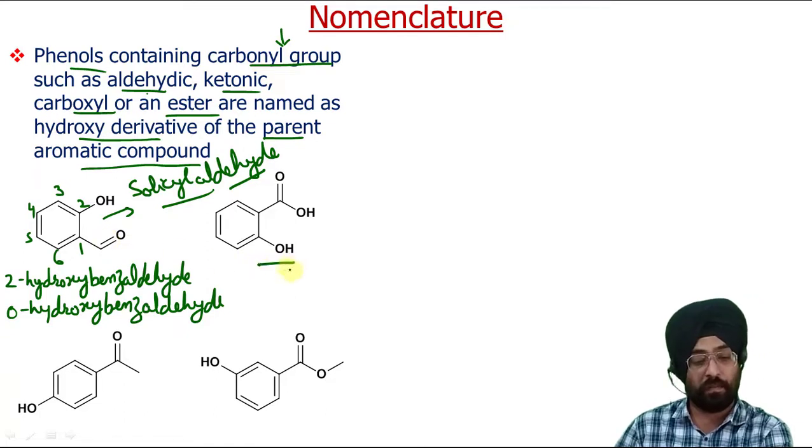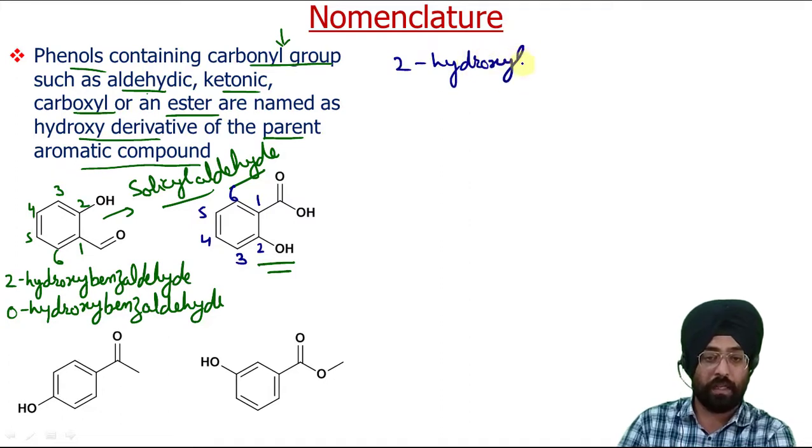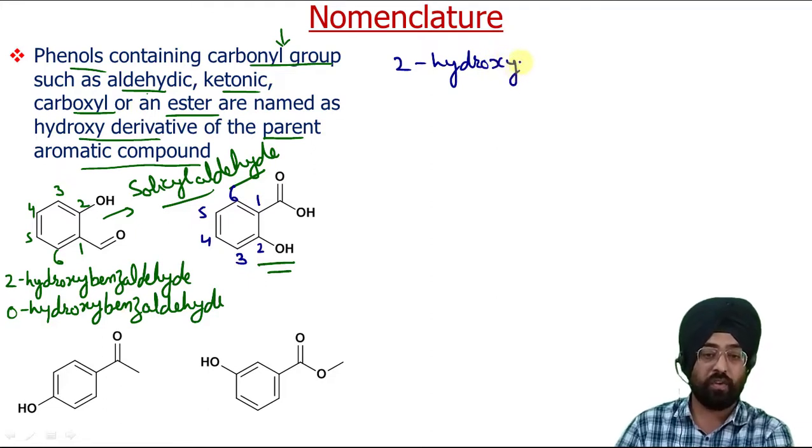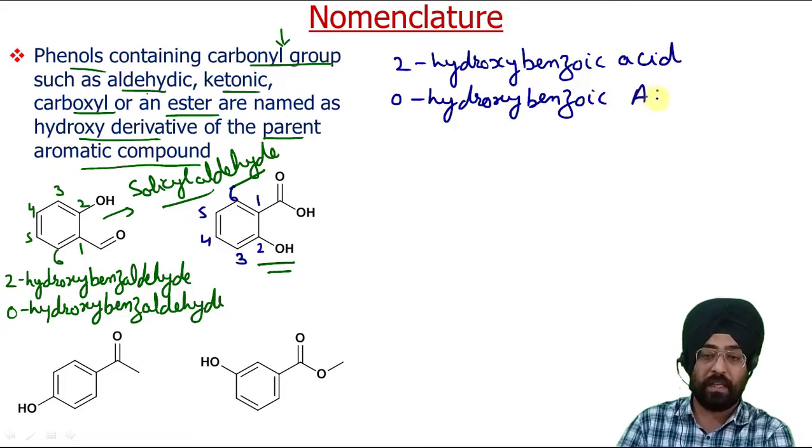Similarly we can name this compound, again numbering will start from here. It will be 1, it will be 2, it will be 3 4 5 6. So it will be 2 hydroxy, its name I will write here, 2 hydroxy. Now this is benzoic acid, that is its IUPAC name, its common name will be ortho hydroxy benzoic acid, and this is also famous by name salicylic acid.